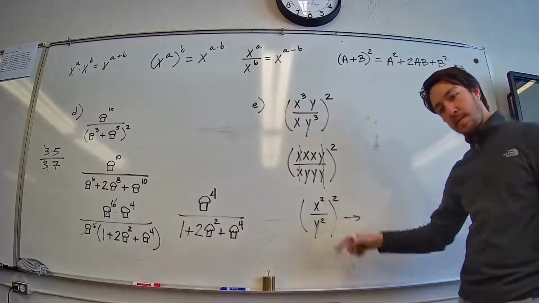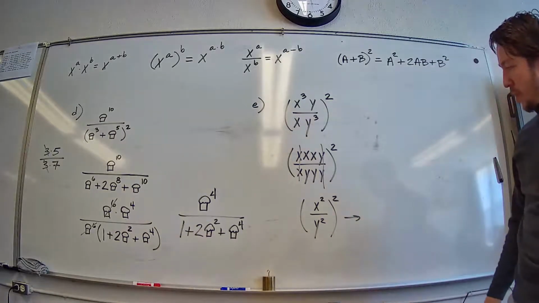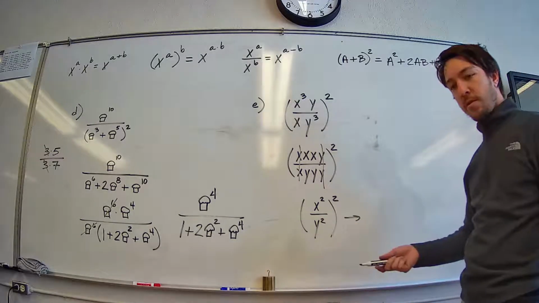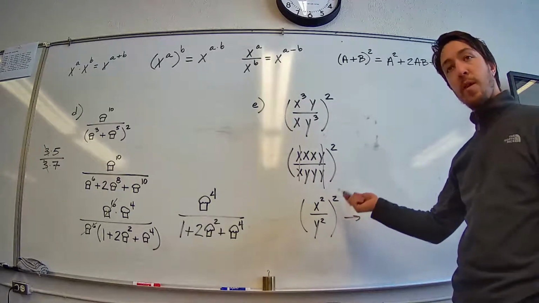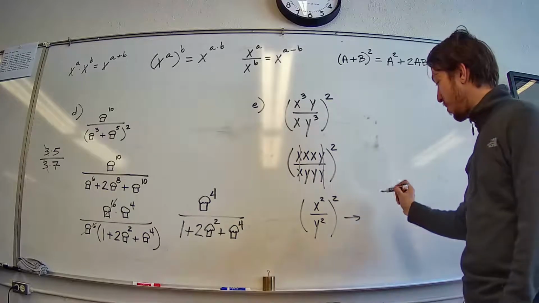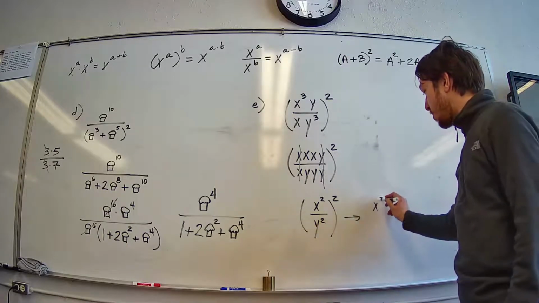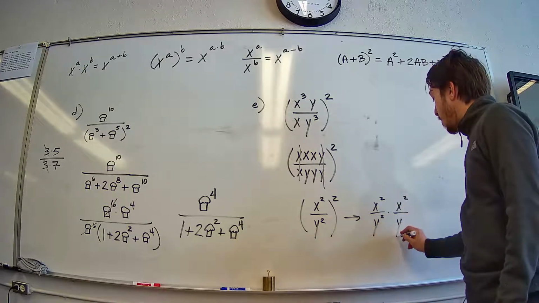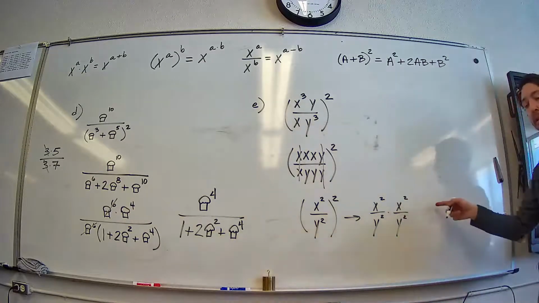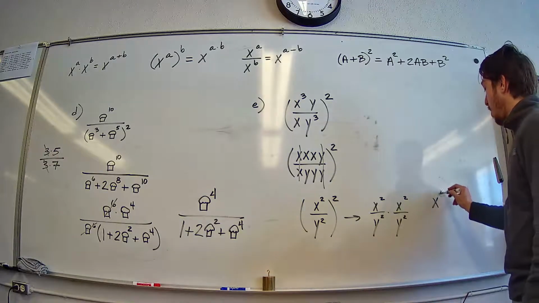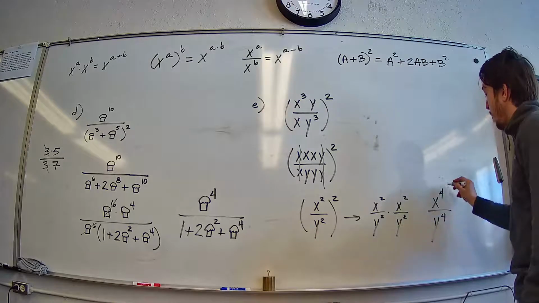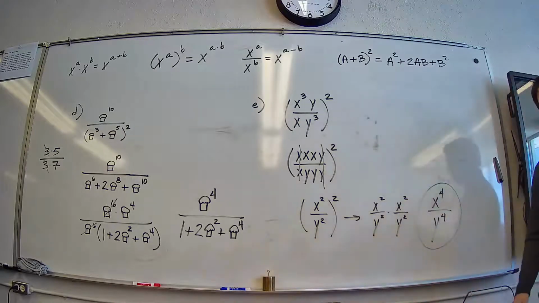Now when you square this, suppose you find yourself confused, you could say, well, I know what squaring means. Squaring means to multiply the thing by itself. So what's going to happen if you have x squared over y squared multiplied by x squared over y squared? What's the top going to be? x to the fourth over y to the fourth. There you go.